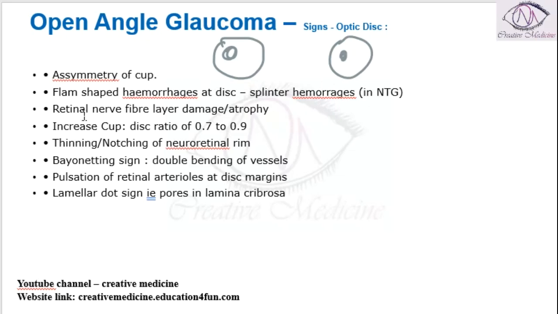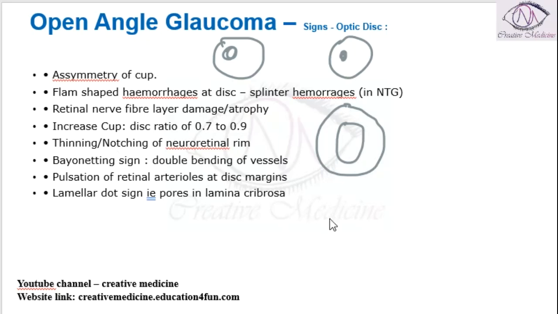Then we have damage or atrophy of the nerve fiber layer, and we see that the cup to disc ratio, actually there is an optic disc and inside that there will be an optic cup. This is the optic cup, this is the optic disc. So this optic cup to disc ratio is found to be increased to 0.7 to 0.9.